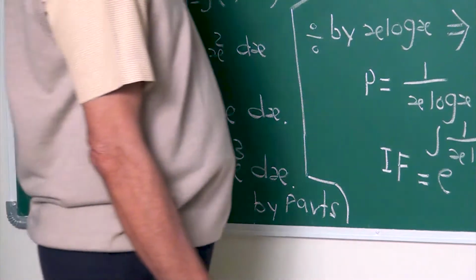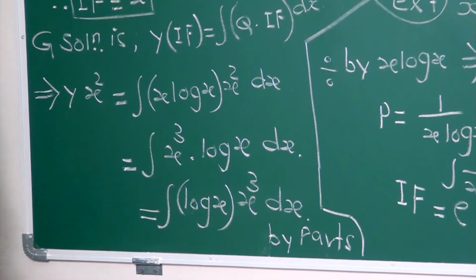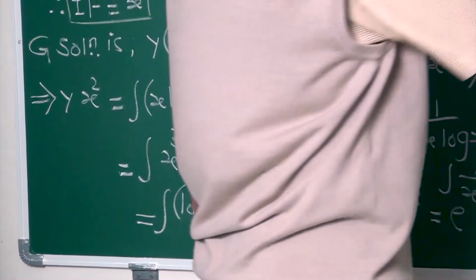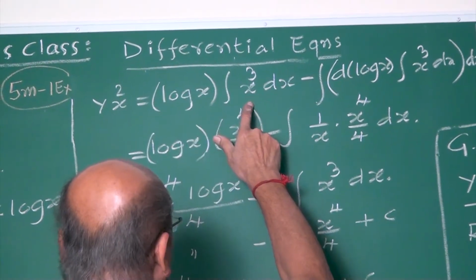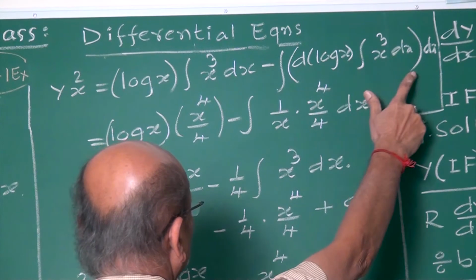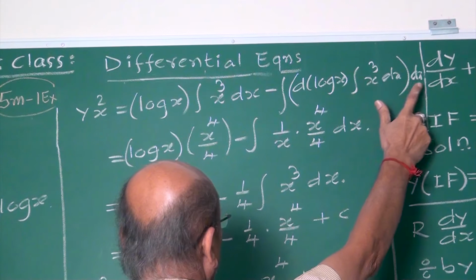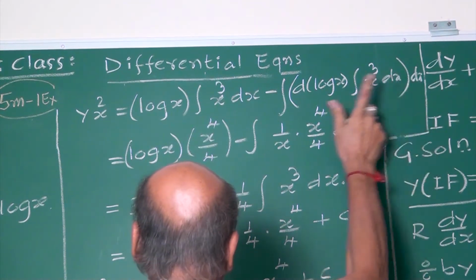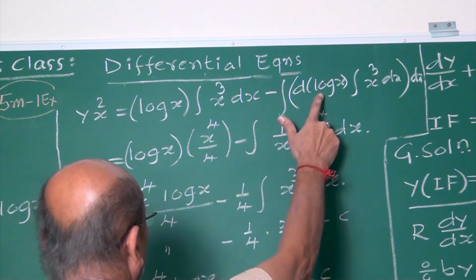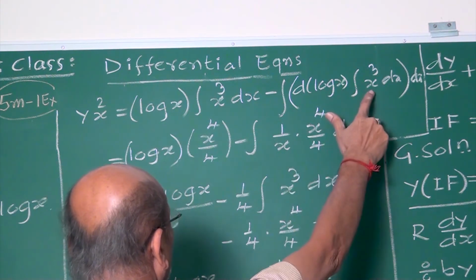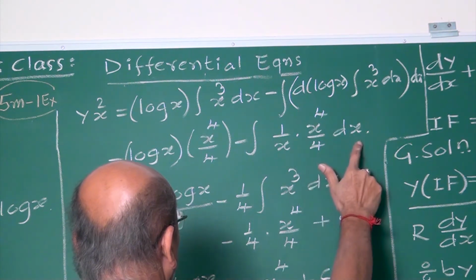First function as it is. I write once again. LHS is y into x square. y into x square equals first function as it is, into integral of second function, minus the derivative of first function into integral of second function. This product you must integrate with respect to x. Log x into integral of this, minus, derivative of log x is 1 by x, into integral of x cube, which is x to the power 4 upon 4, dx.